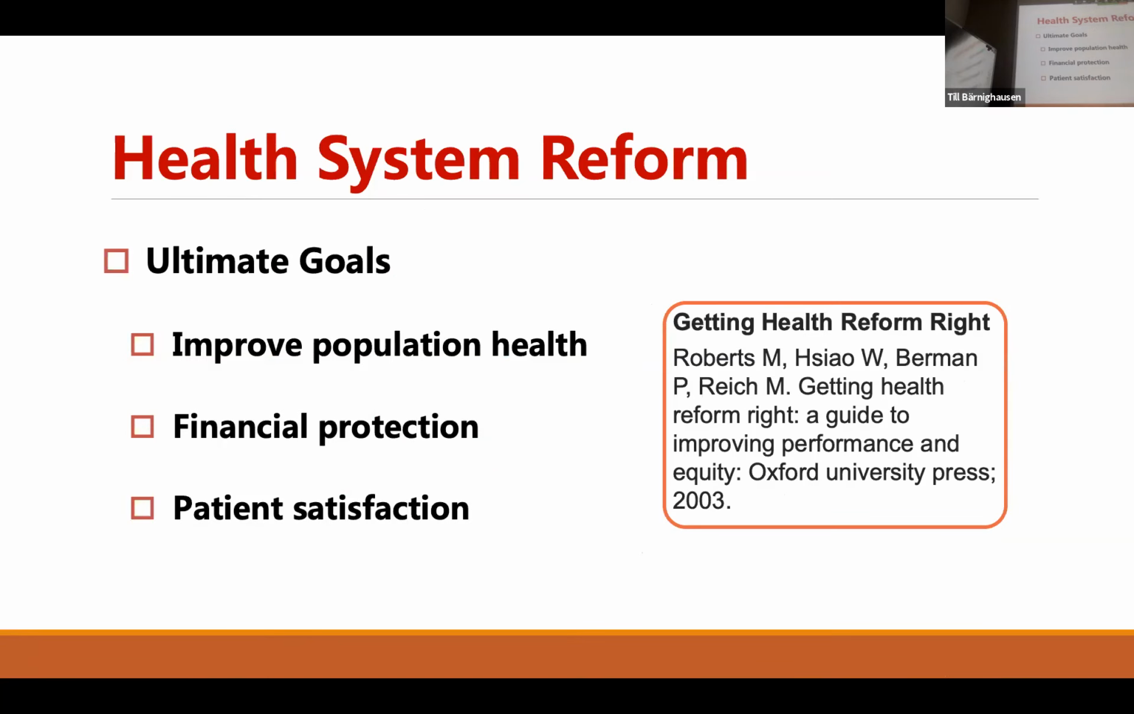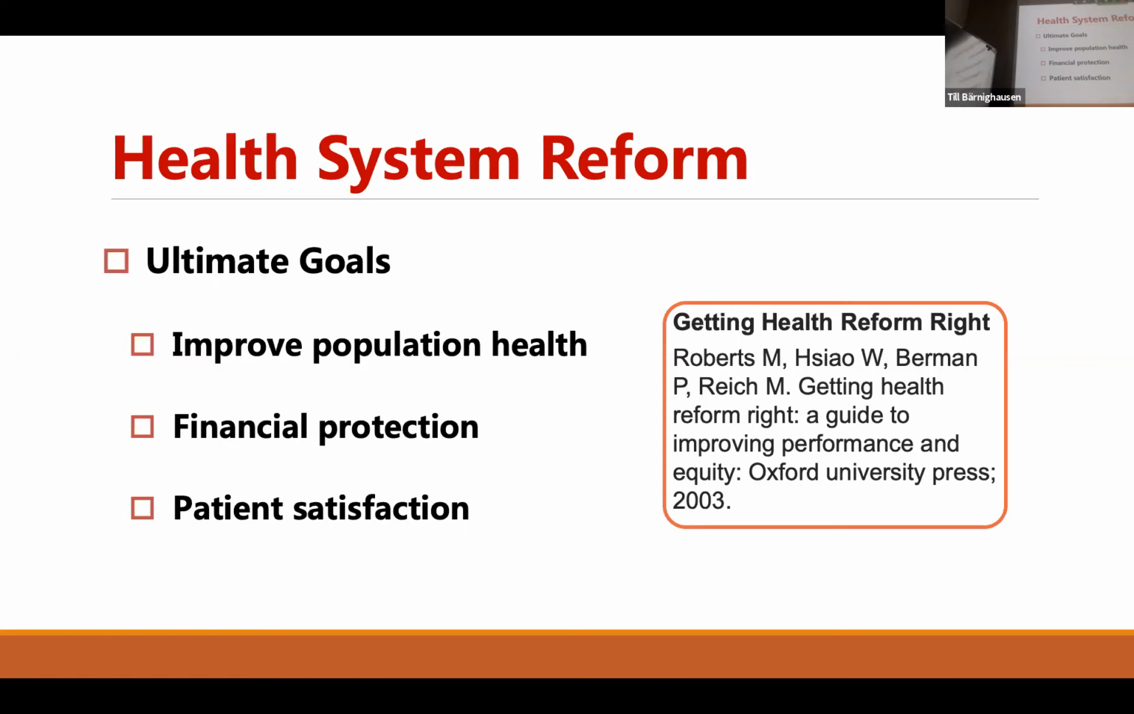And there is a famous book in health system reform, if you are interested, called Getting Health Reform Right. It gives the basic concepts and basic elements of the health system. It was written by Michael Roberts, William Hsiao, Peter Berman, and Michael Reich from Harvard School of Public Health. They published this book in 2003 to guide health system reform in different countries, and it was translated into different languages, including Chinese, published in 2010.